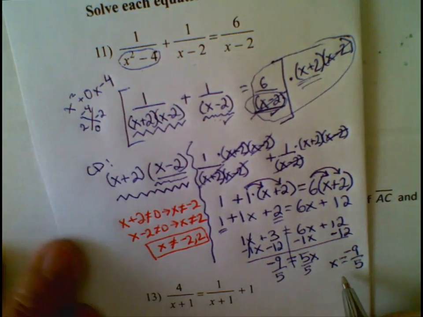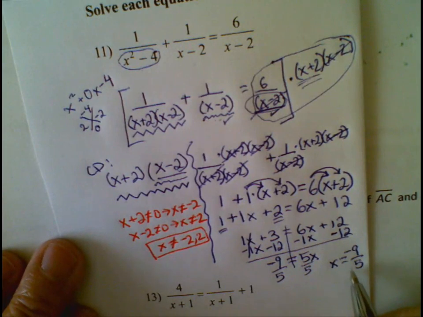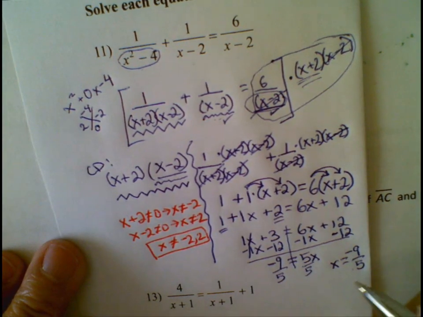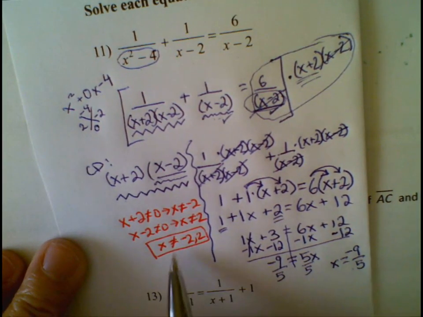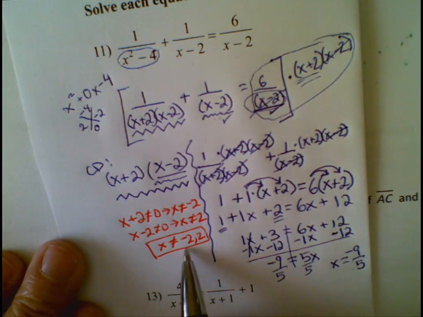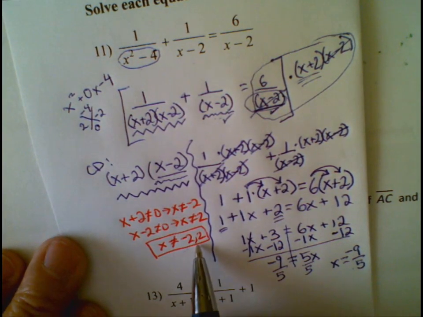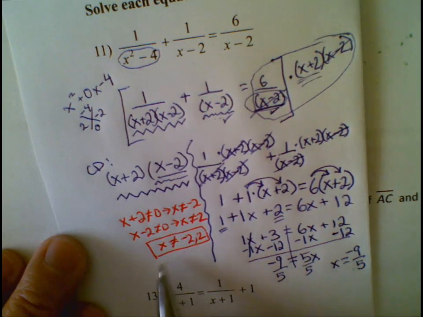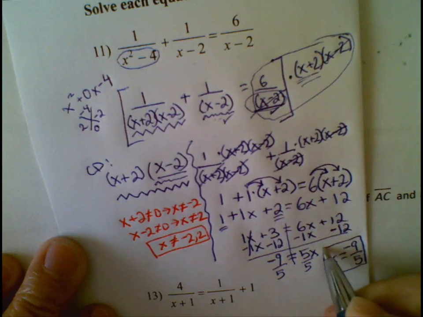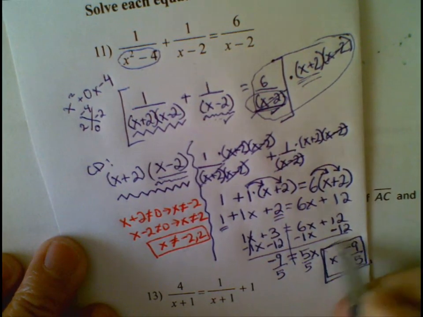Before I box this, I just have to check and make sure that this x is allowed. So I'm going to go back and say, okay, x equals negative 9/5. Is it allowed to equal that? So I go back to my domain restrictions, and I see that the only x values that aren't allowed are negative 2 and 2. I don't see negative 9/5 on this list. So this is good. So this right here is my answer.